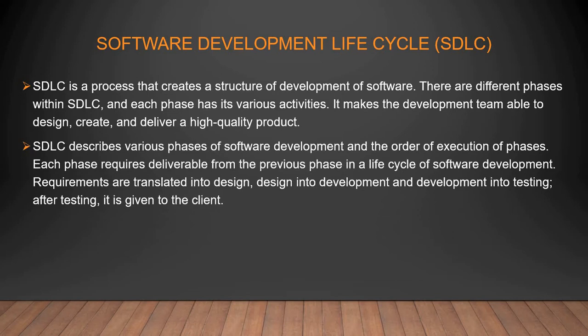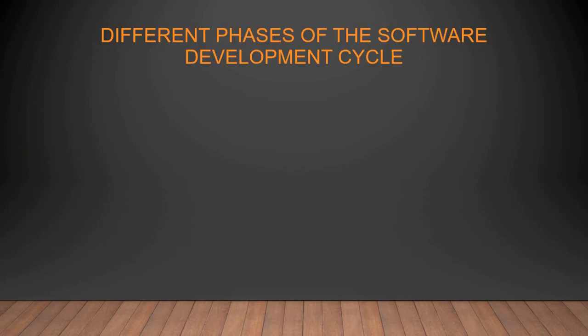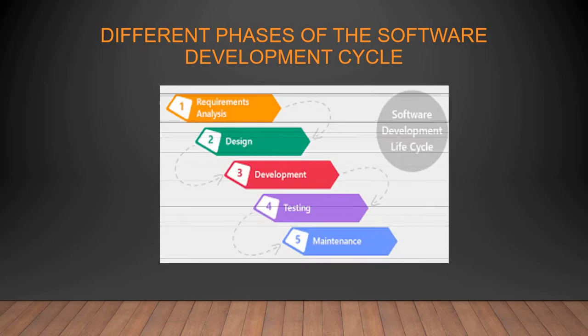SDLC describes various phases of software development and the order of execution of phases. Each phase requires deliverable from the previous phase in a life cycle of software development. Requirements are translated into design, design into development, and development into testing. After testing, it is given to the client. So, there are different phases of the software development life cycle. We'll see all the phases one by one in depth.